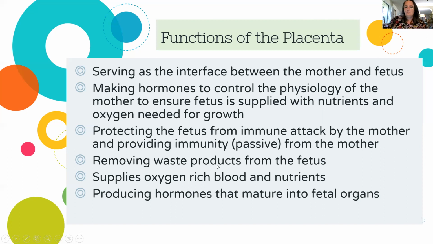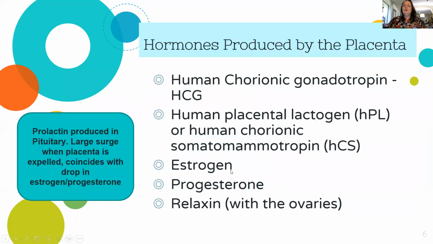It also provides immunity to the growing fetus passively from the mother. So whatever the mother has antibodies to will be passed over to the fetus. It is the supply chain. So it brings all the nutrients from mother to the fetus, including oxygen. And it also takes the waste products away from the fetus, and the mother's body then deals with it. So it's really a fantastic, amazing, disposable organ. And it is one of those organs that we're constantly learning more about.